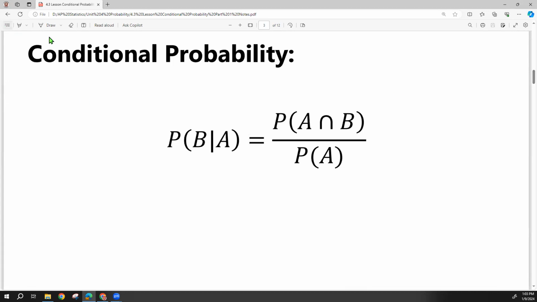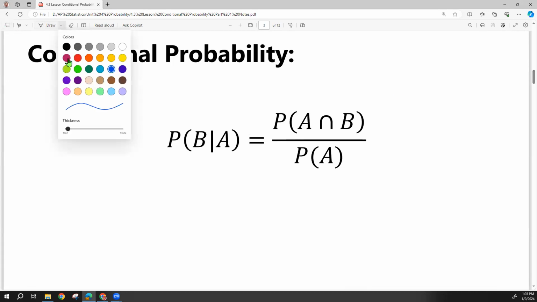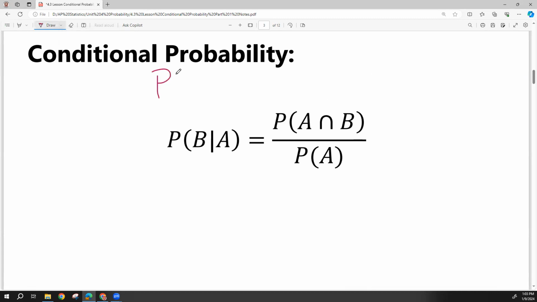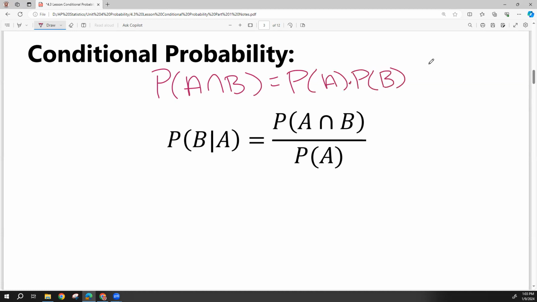When we talked about the multiplication rule in the first lesson of this unit, we had something that looked like this. The probability of events A and B happening was the probability that A happens times the probability that B happens. And that was okay if we had independent events. That means the probability of event B happening is not going to be changed or affected in any way because event A has already happened.